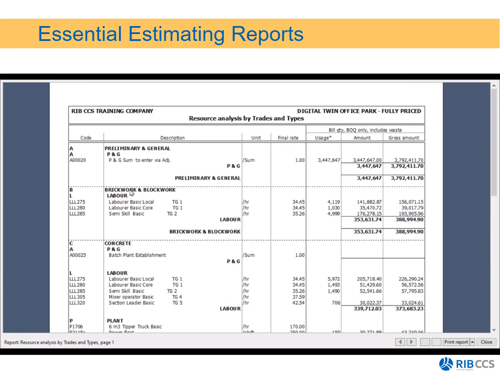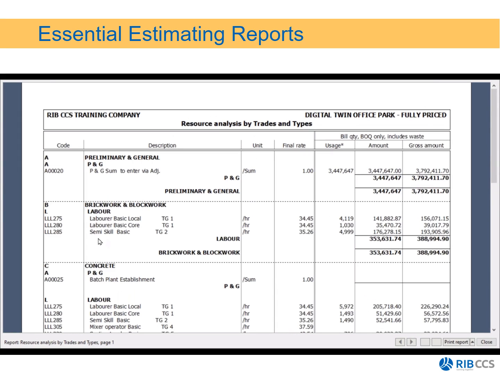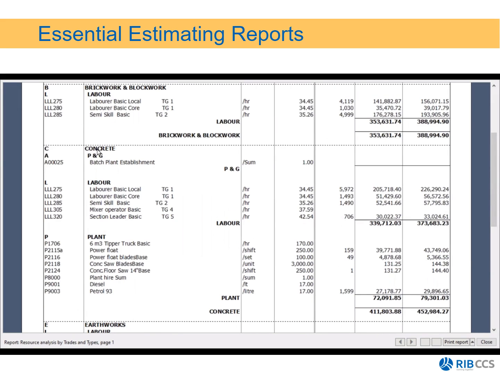Okay, so this is now looking at trades. There's my trade for preliminaries in general, my trade for brickwork and blockwork, and then you can see it by resource type. So there's my labor components. When you get to concrete, you'll notice it's broken up into the resource types, PNG, labor, and plant, and you can see all of the resources that contribute to labor and all of the resource types that contribute to the trade concrete.